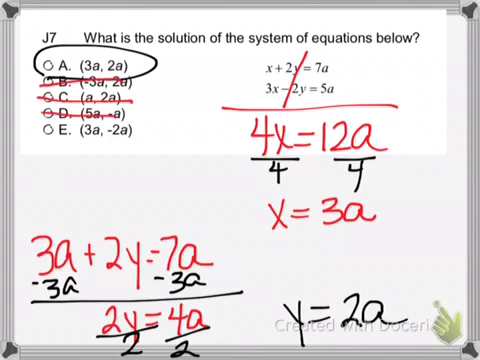Then I substituted in 3a back to the first equation for x. So it says 3a plus 2y equals 7a. And I solved for y by eliminating the 3a on both sides. That gave me 2y equals 4a. And when I divide both sides by 2 to solve for y, I get 2a. So the answer is A, 3a, comma, 2a.